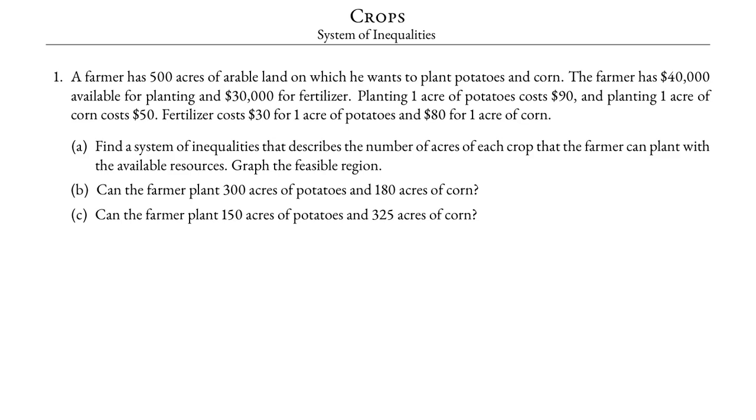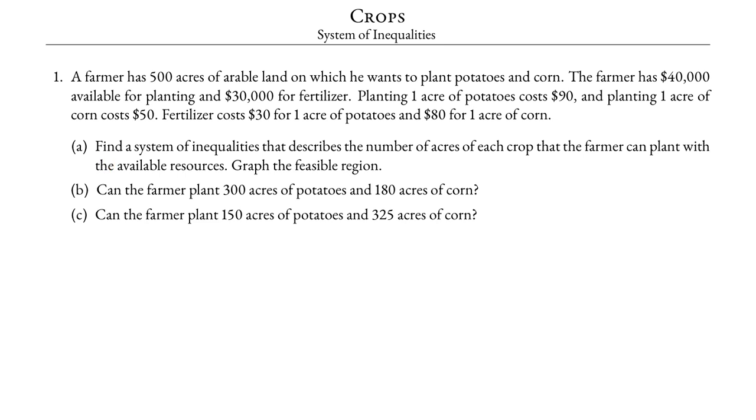A farmer has 500 acres of arable land on which he wants to plant potatoes and corn. The farmer has $40,000 available for planting and $30,000 for fertilizer. Planting 1 acre of potatoes costs $90, and planting 1 acre of corn costs $50. Fertilizer costs $30 for 1 acre of potatoes and $80 for 1 acre of corn.